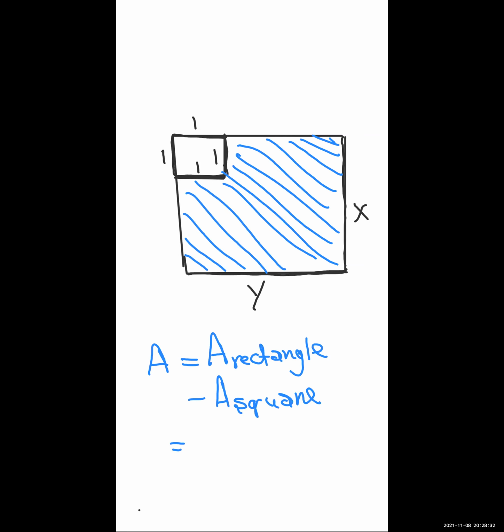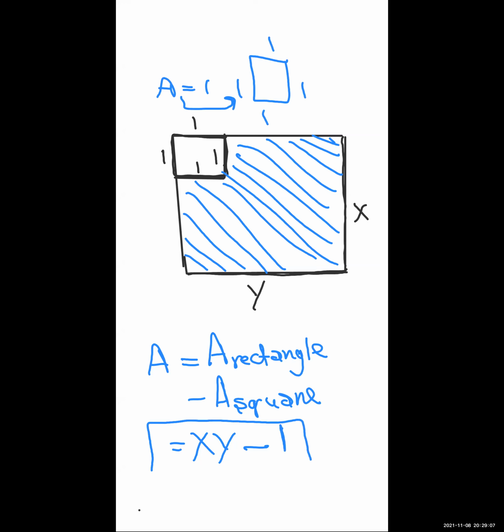The area of the rectangle equals what? Length times width. So X times Y, so XY, minus the area of the square. There is a square and its side length is 1. So its area equals the side length times itself, so 1 times 1 means 1. So the area of the colored part will equal XY minus 1, because the area of the square equals 1, right? So the expression for the area of the colored part is XY minus 1. Okay, guys, clear?